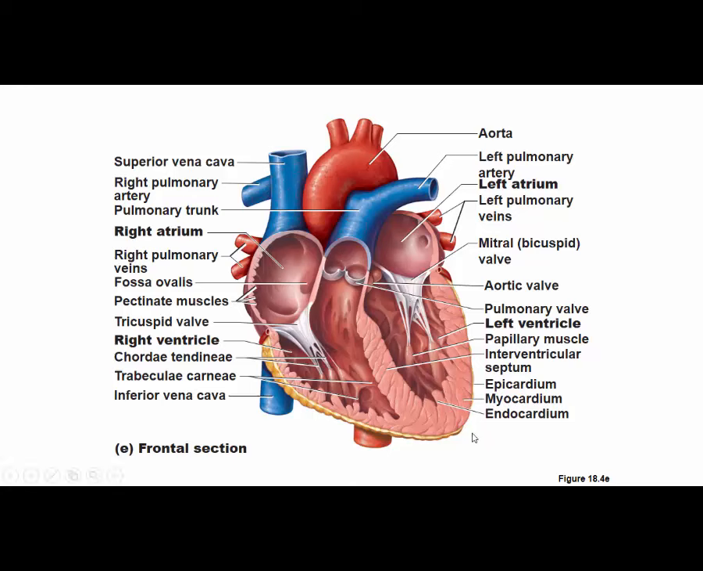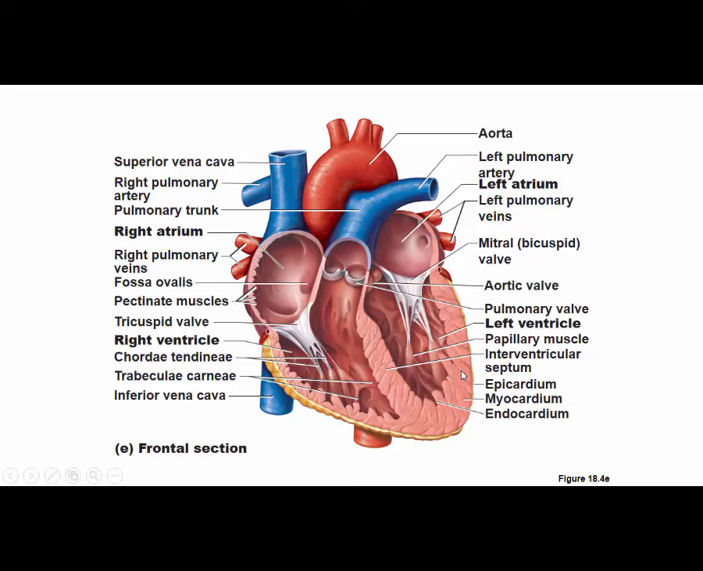And then looking at the layers of the heart, the outer layer of the heart is the epicardium. So when we shock somebody, when we put the pads on them, we're trying to get that electrical impulse through the epicardium to the myocardium, which is here. This is the muscular wall.